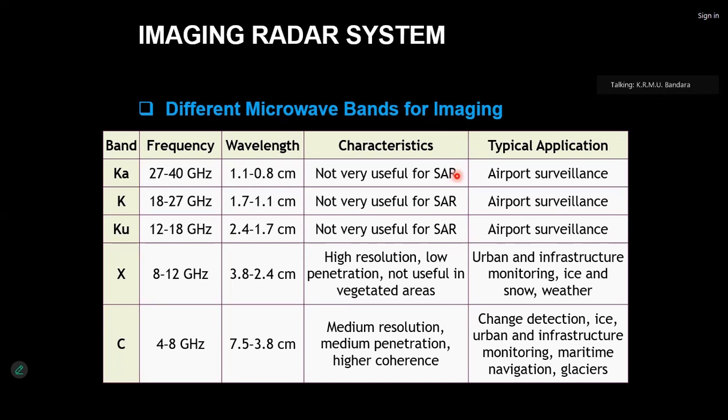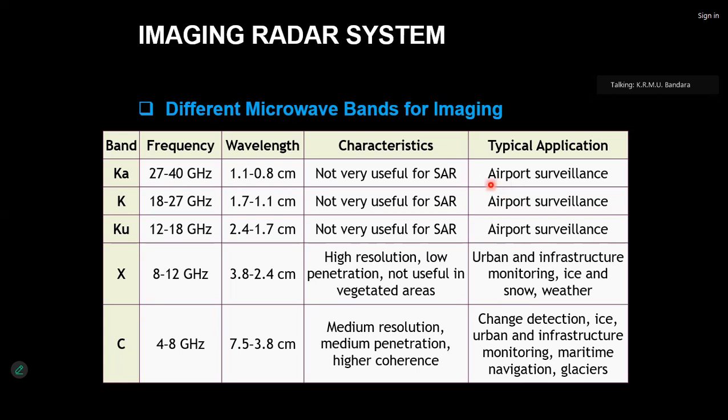This is called the synthetic aperture. The real aperture is the antenna size, the length of the antenna. Synthetic aperture means the same antenna is used but works as a very large antenna. This is called synthetic aperture radar. That will be explained when we come to RAR and SAR. Okay, this is not very useful for SAR.